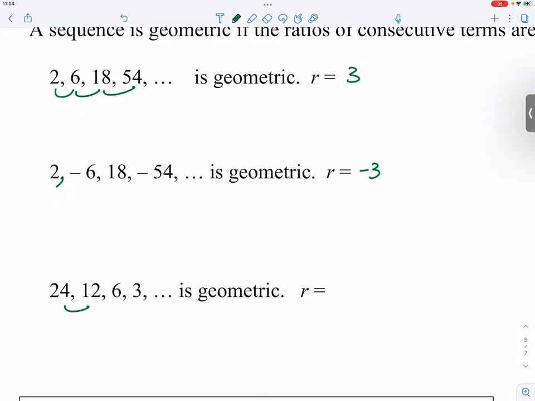All right, what about this? 24, 12, and then 6, and then 3. They're all multiplying by 1/2. Okay, so it could be a fraction.